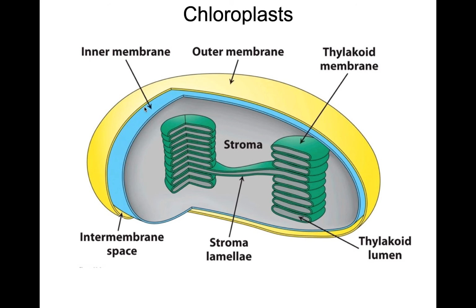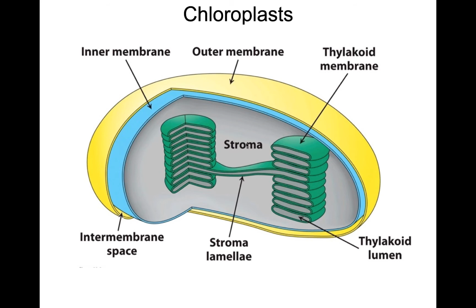Chloroplasts have an outer membrane and an inner membrane, and then in between the two is the intermembrane space, so much like a mitochondria. However, in the mitochondria, that intermembrane space is very important. Here in the chloroplasts, that space isn't very important. Instead, we have another set of membranes called the thylakoid membranes that form these discs. So now we have two new spaces.